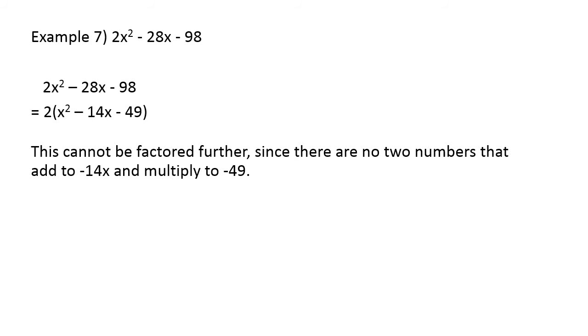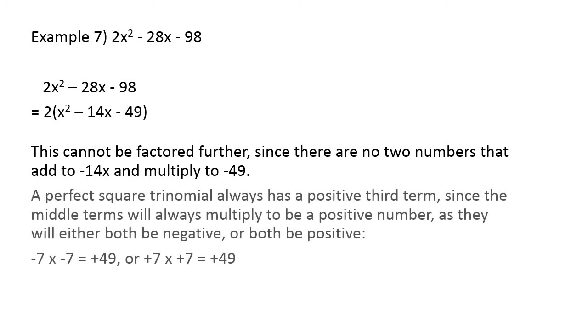Example 7: 2x squared minus 28x minus 98. As always, factor out your GCF. So we take out our 2. Now, is this a perfect square trinomial? Can we factor this? This cannot be factored further, since there are no two numbers that add to -14x and multiply to -49. Try to think of two. I will give you $1 million if you can. You won't be able to.